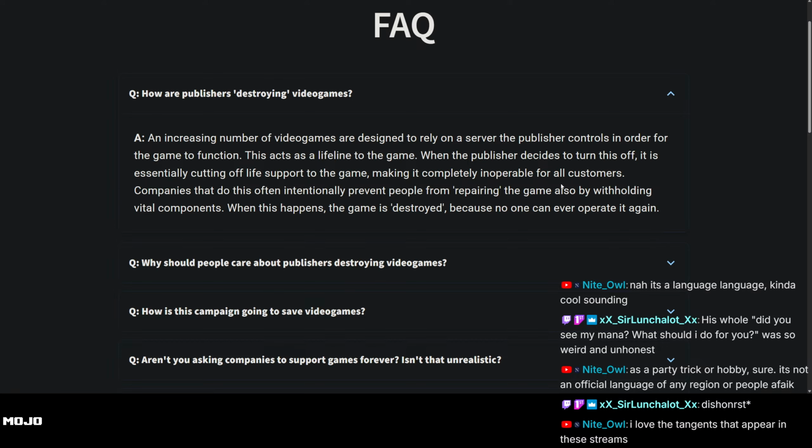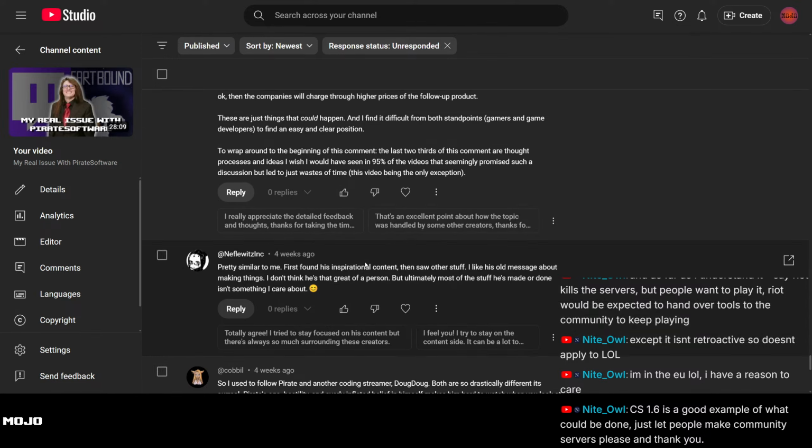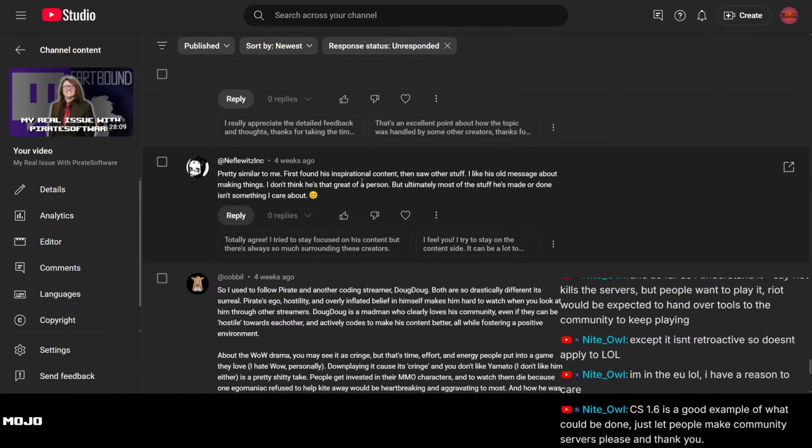CS 1.6 is a good example of what could be done. Just let people make community servers, please. I totally agree. I think community servers are fun even when the game is live. Like Minecraft, yeah, I could go play on Hypixel, I could start a realm, but it was far more fun when I started hosting my own servers and playing with my family and friends. I've hosted dozens of servers at this point, and they've all been way more fun than the base game.